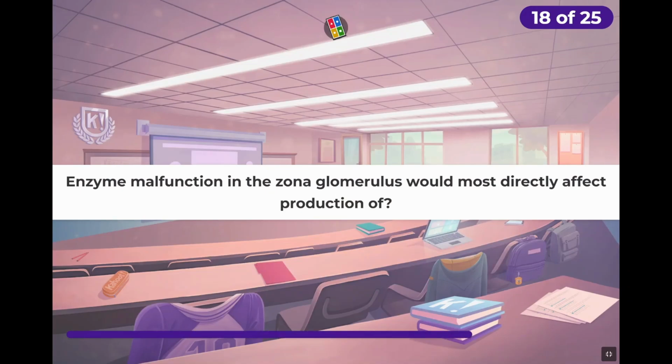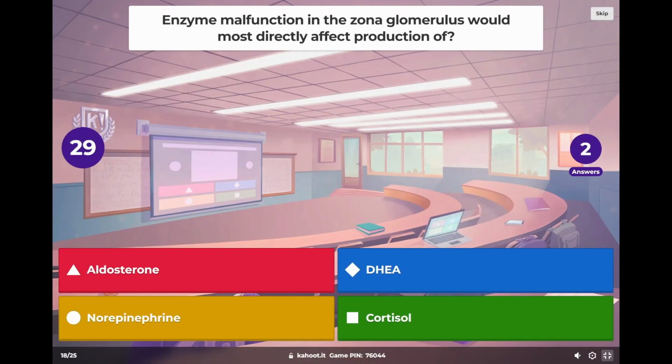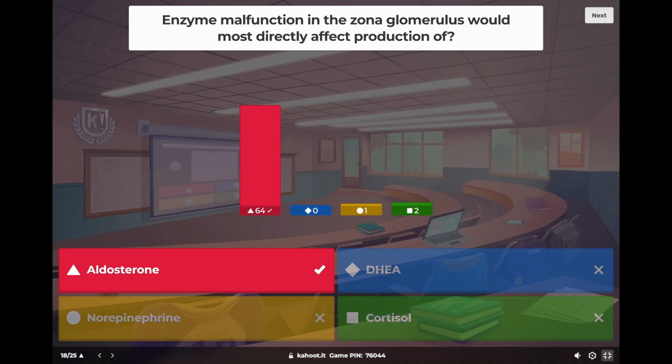Okay, we already went through this one, but hopefully you're paying attention. Oh, the order? That's a good one. Salt, sugar, sex.